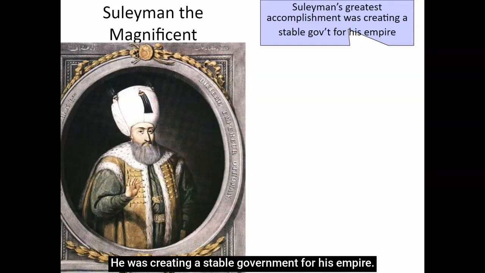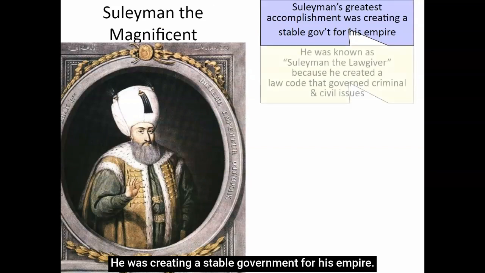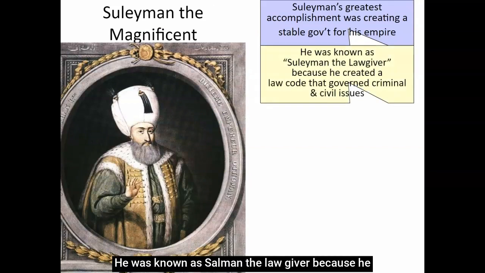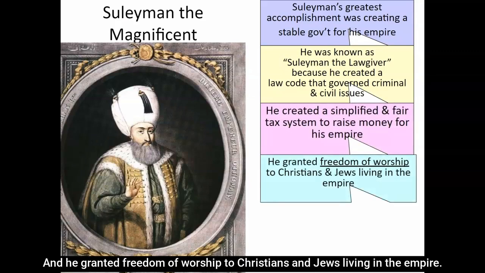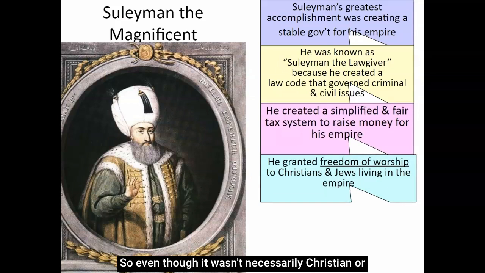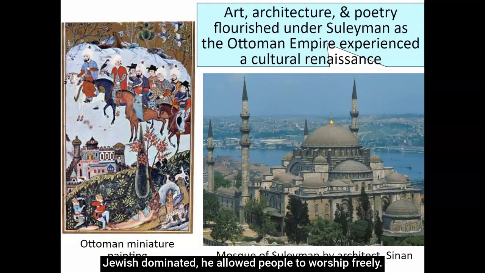He was creating a stable government for his empire. He was known as Suleiman the Lawgiver because he created a law code that governed criminal and civil issues. He created a simplified and fair tax system to raise money for his empire, and he granted freedom of worship to Christians and Jews living in the empire. So even though it wasn't necessarily Christian or Jewish dominated, he allowed people to worship freely.